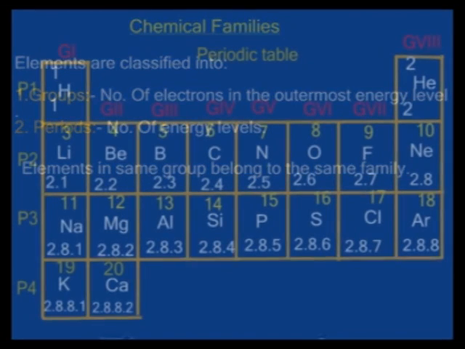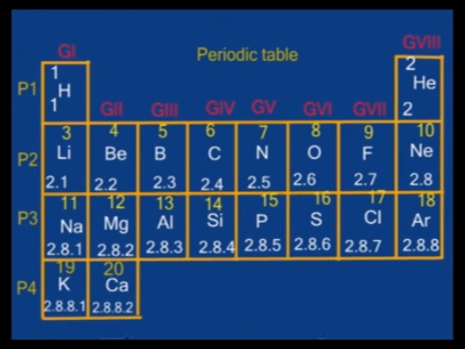The first category of elements we are going to look at are those belonging to group 1. We shall then go and look at the elements belonging to group 2. Then we shall jump all the way and look at the elements that belong to group 7, and finally we shall end up with elements belonging to group 8.